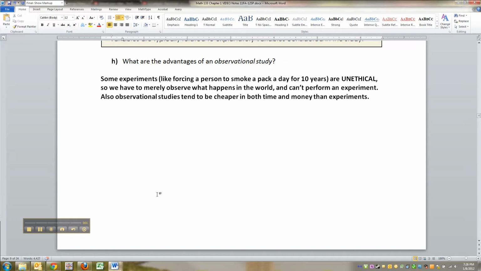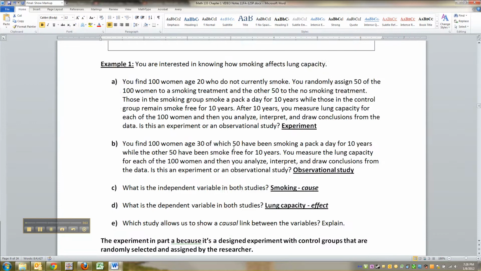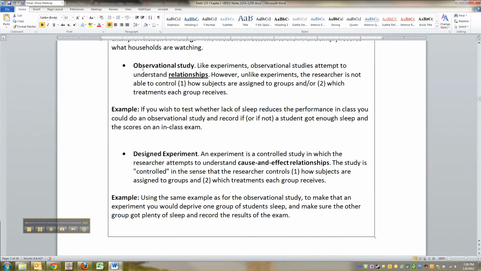We got cut off just a little bit at the end there, but I wanted to mention one more thing, which is that observational studies also tend to be a lot cheaper in both time and money than experiments. Now, just scroll back up here for a second. So, observational studies are cheaper than designed experiments for sure.